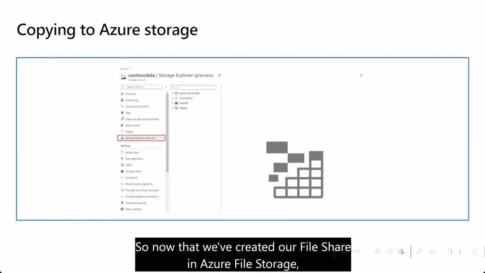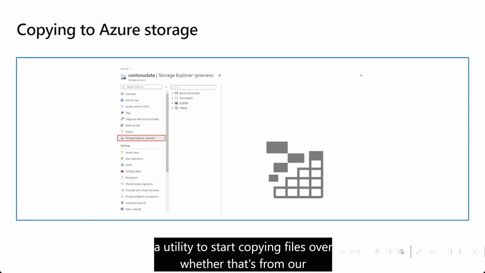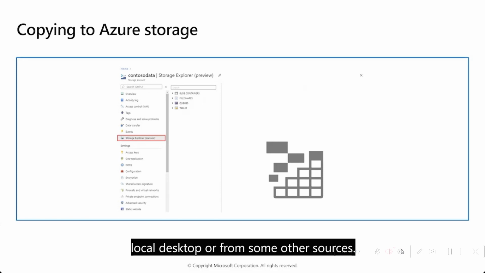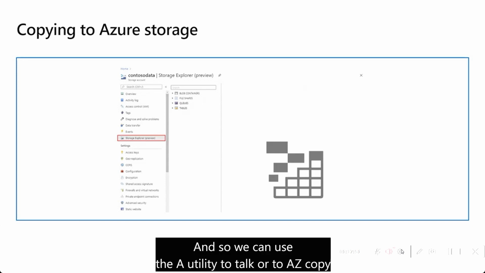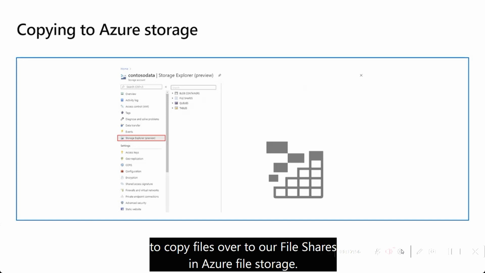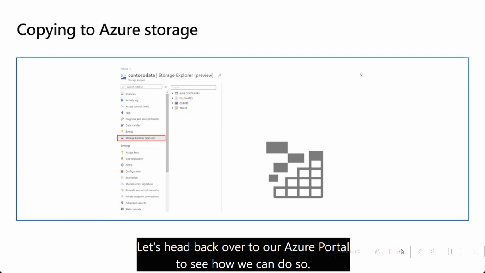So now that we've created our file share in Azure File Storage, we can use a utility to start copying files over, whether that's from our local desktop or from some other sources. We can use a utility tool called AzCopy to copy files over to our file share in Azure File Storage. So let's head back over to our Azure portal to see how we can do so.